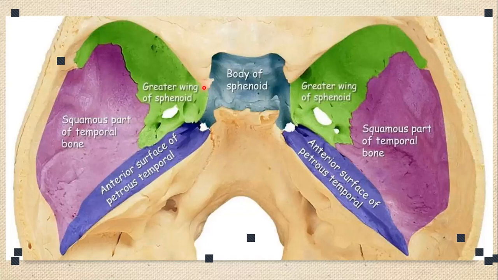Now, on the lateral part of the floor of the middle fossa, we have mainly the greater wing of sphenoid, the squamous part of the temporal bone, and the petrous part. That is the anterior surface, because the posterior surface of the petrous temporal bone is actually in the posterior fossa. And that is the story of the middle fossa.